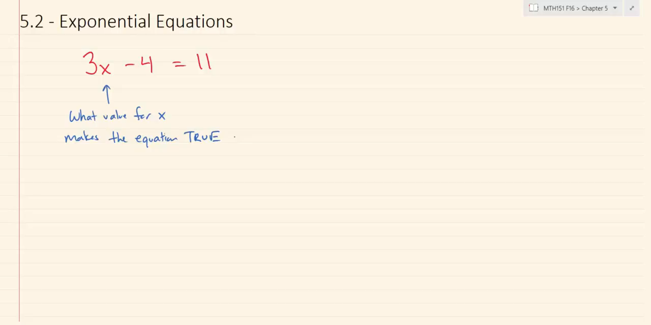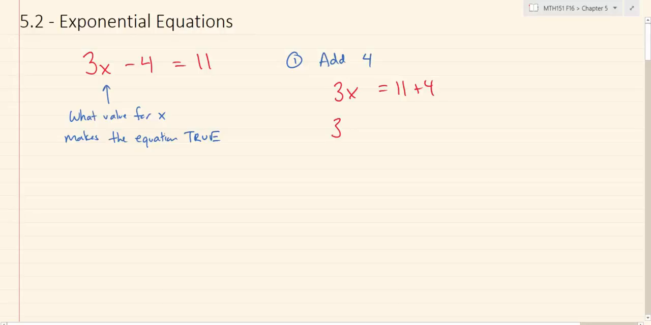So what we did is we invented a procedure, an order of operations which we perform that sort of spits out the correct answer. So it's like, okay, if you're given this type of equation, you do these steps, you'll get the answer. So in this specific example, first step is add 4. So that's going to give you 3x equals 11 plus 4, or 3x equals 15. So that's the first step, was to add 4.